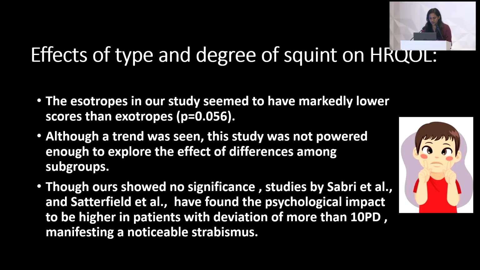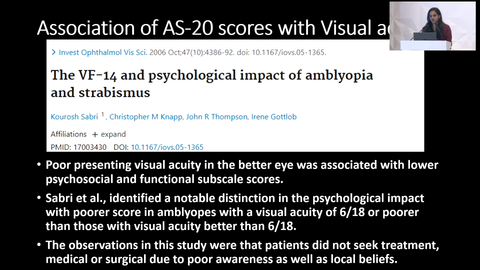And we found no significant association between degree of strabismus and HRQOL, though some other studies have found that deviation of more than 10 PD was associated with a higher psychological impact. Poor presenting visual acuity was associated with lower psychosocial scores in the better eye, and a lot of other studies concurred with the same findings. So the observations in this study were that patients did not seek treatment, both medical or surgical, due to poor awareness as well as local beliefs.